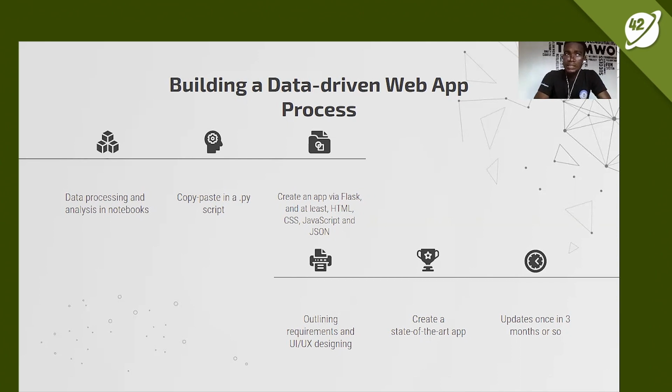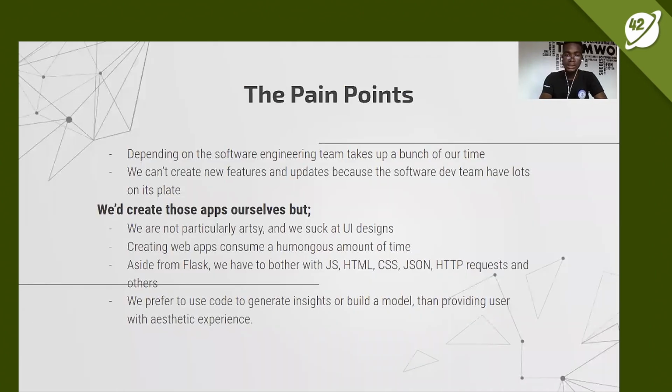And then the team lead for the engineering team might probably tell you, hey, boss, we'll only be able to carry out updates on your app in, let's say, two or three months. So that leads us to the pain point. Having the software engineering team do this for you is nice, but it also takes up a bunch of our time. There's this sort of back and forth, and they need to get the specification right, and communication can really be a stress at times, and you probably won't want that.